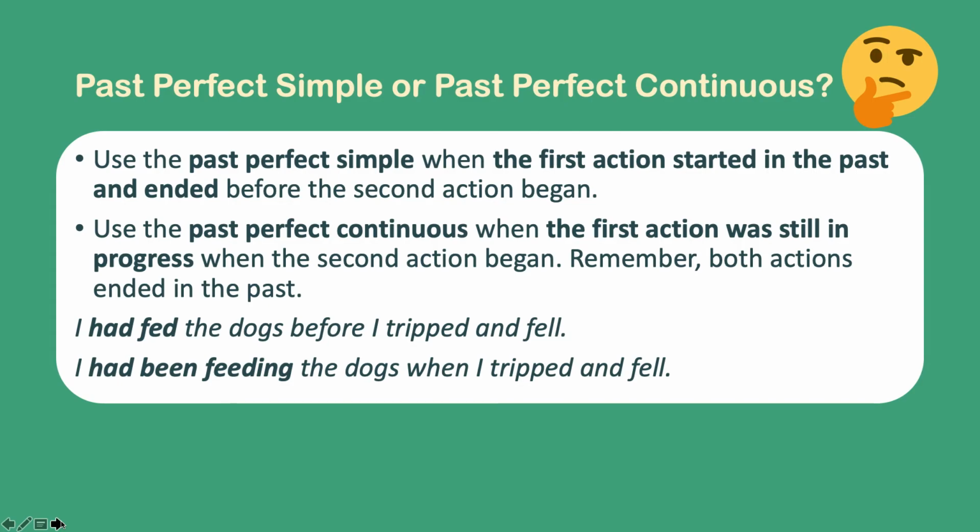So let's compare these two examples. I had fed the dogs before I tripped and fell. This means that first I fed the dogs and then I fell. Now in the second example, I had been feeding the dogs when I tripped and fell. It means I was still feeding the dogs when I fell.